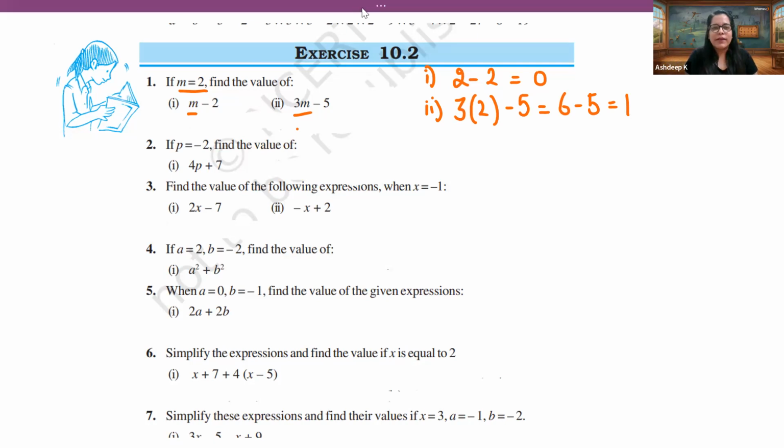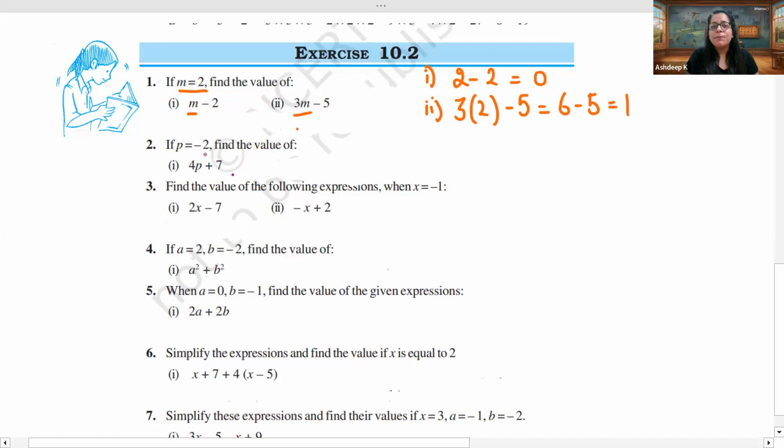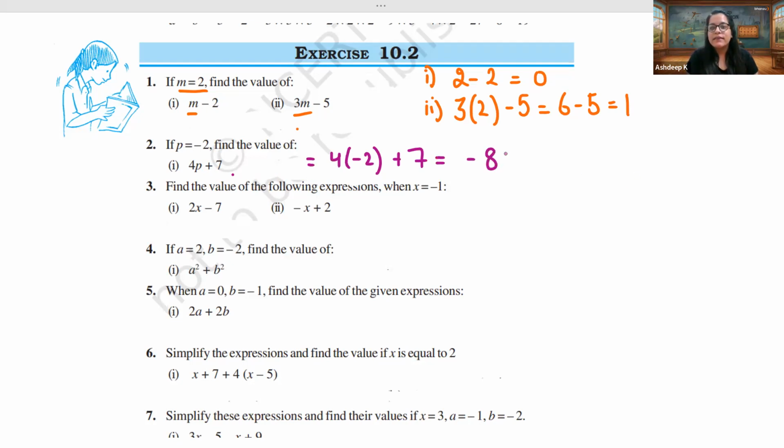Coming up to the next question. The second question states that the value of p is minus 2. Now we have a negative value. We need to do just the same as we did in the first part. Now we have the expression as 4p plus 7. So how can we do that? 4 into minus 2 plus 7 would definitely give us the answer. That is, 4 into minus 2 would be minus 8, plus 7. So the answer would be equal to minus 1.